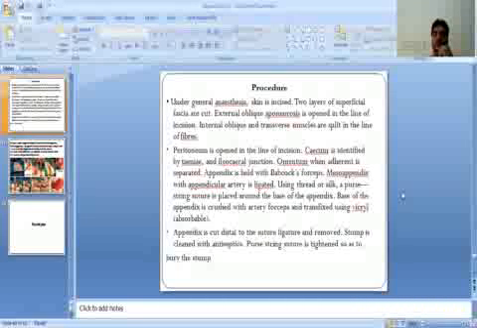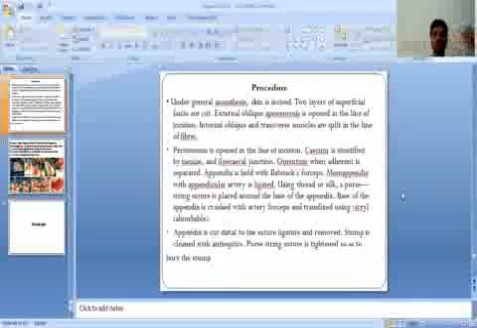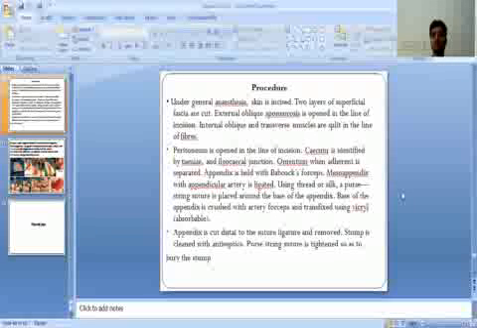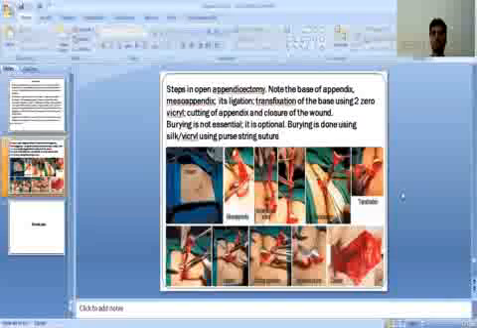Mesoappendix with the appendicular artery is ligated using thread or silk. A purse-string suture is placed around the base of the appendix. The base of the appendix is crushed with artery forceps and transfixed using absorbable suture. Appendix is cut distal to the suture ligature and removed. The stump is cleaned with antiseptic. The purse-string suture is tightened so as to bury the stump. This is showing the appendectomy, you can see.